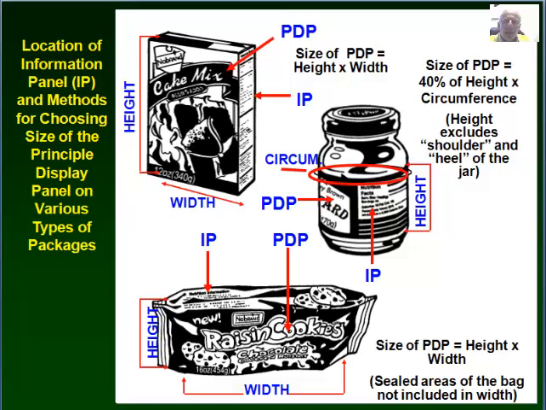And then again, as we go to the sealed areas of this particular bag, they're again not included in determining the width. And you can see again the information panel here, as well as the principal display panel. And the size of the principal display panel in this instance is going to be height times the width, whereas in the cylindrical container it is 40% of the height times the circumference.